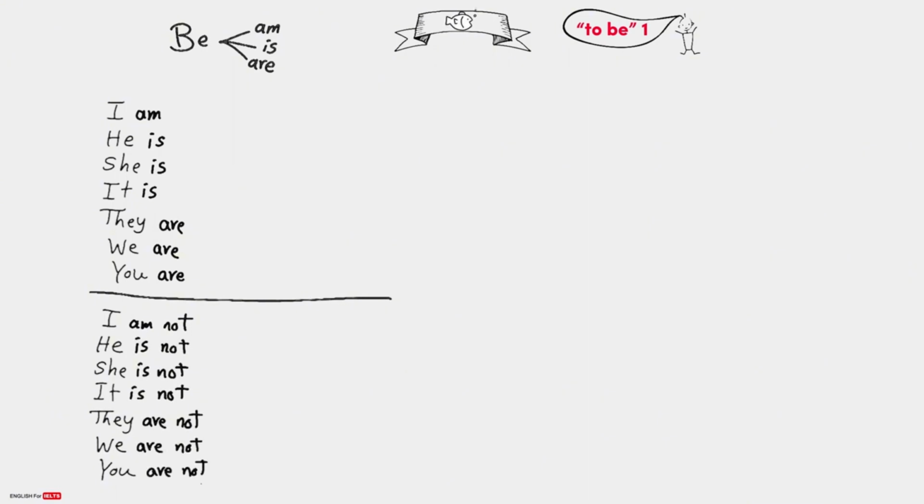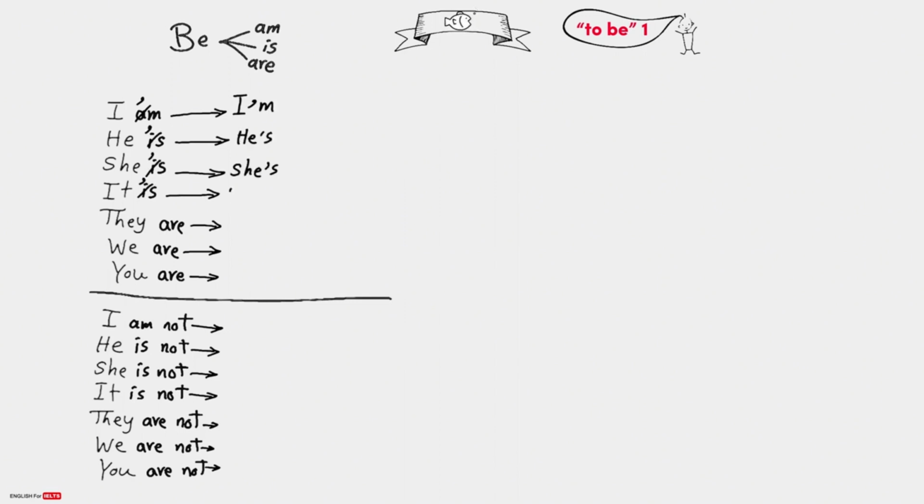And because people are lazy, they made up short forms of this verb, to help them speak a little bit faster. Like instead of saying I am, they say I'm, by removing the A from am and putting an apostrophe instead, like this, I'm. And for is, we replace the I with an apostrophe: he's, she's, it's. And for are, we replace the A with an apostrophe: they are becomes they're, we are becomes we're, you are becomes you're.